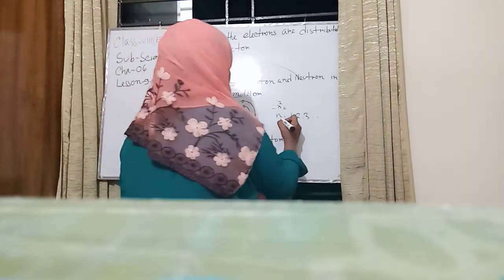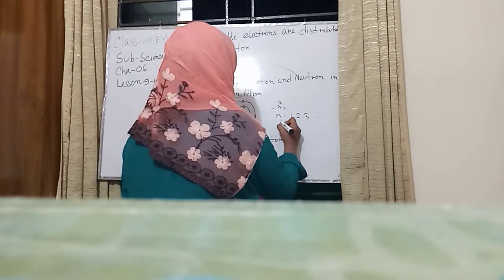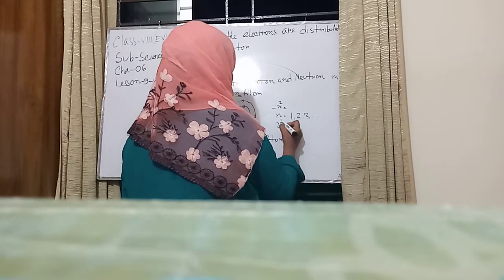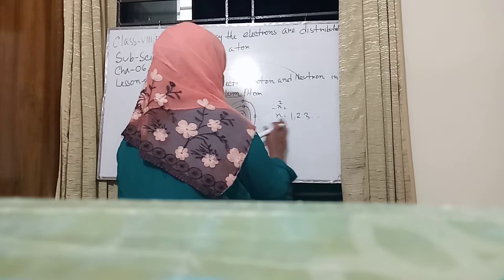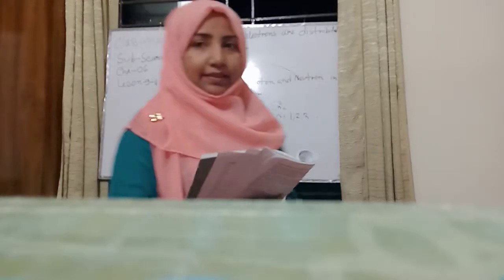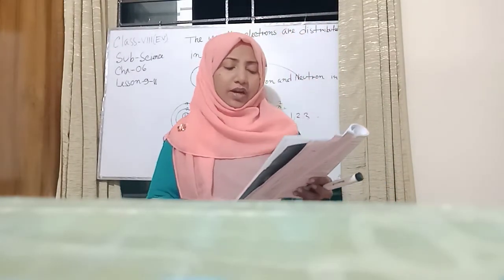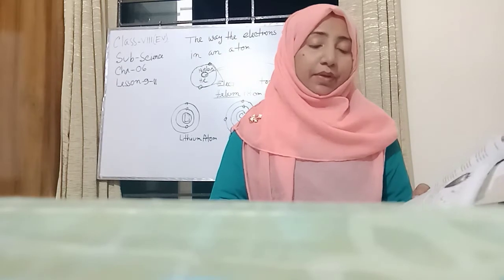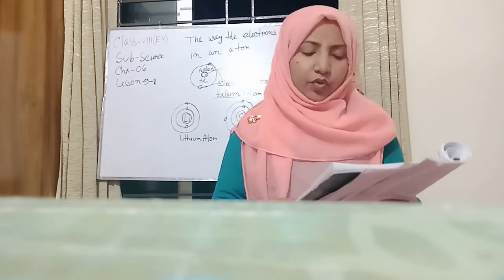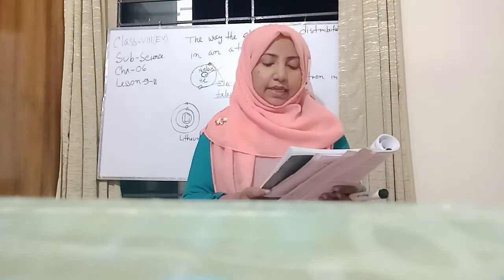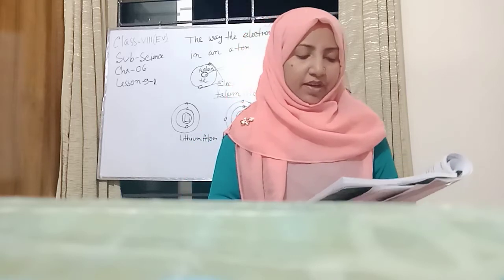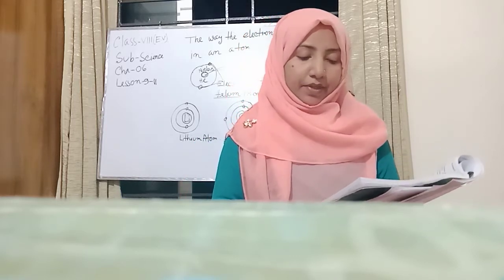When n is 1, the maximum is 2; for 2 it is 8, etc. Again, here 1, 2, 3 are the successive numbers of orbits. This is the rule for the allowed orbits. Some of these orbits can be filled and the rest can be empty.